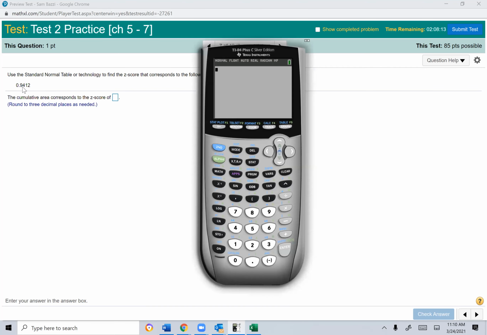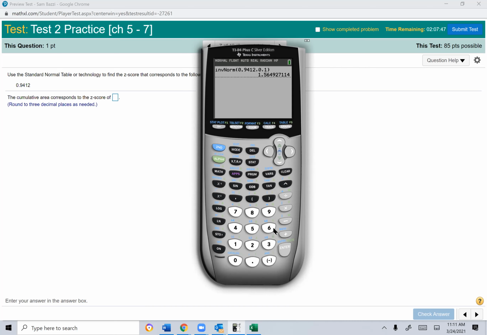He gives you the area and he wants Z. So you just go second and variables. And it's next one, guys, number 3. We need the area to the left. The area to the left, it's a cumulative area, which is 0.9412. And then 0.1 because it's a z-score. And then you get the answer. There you go.